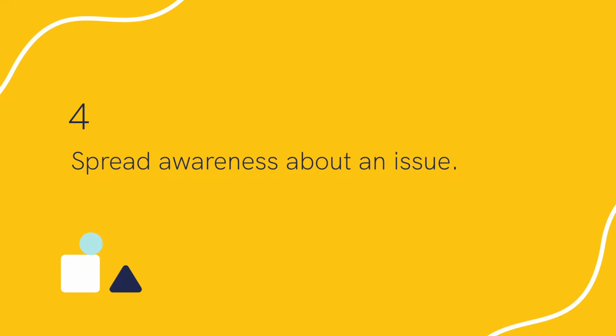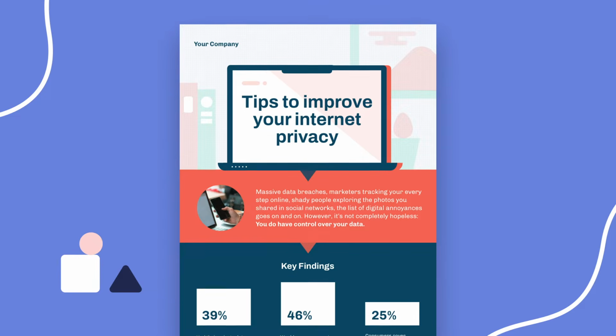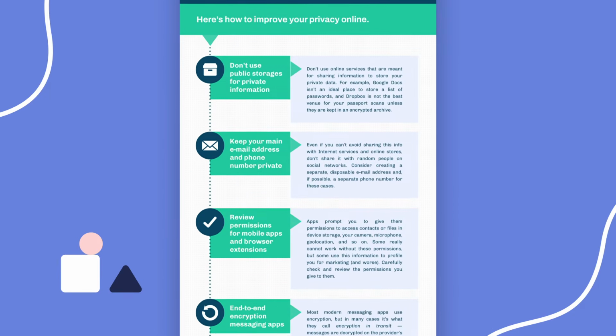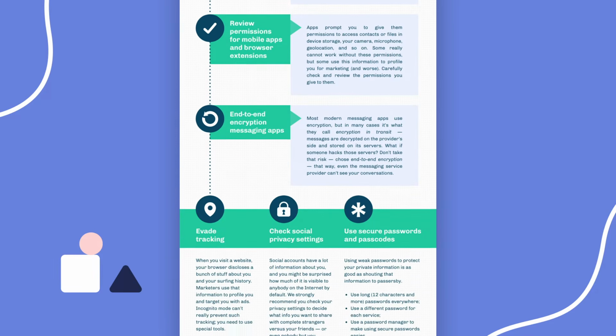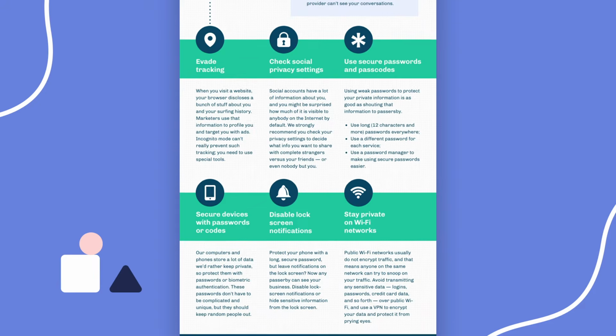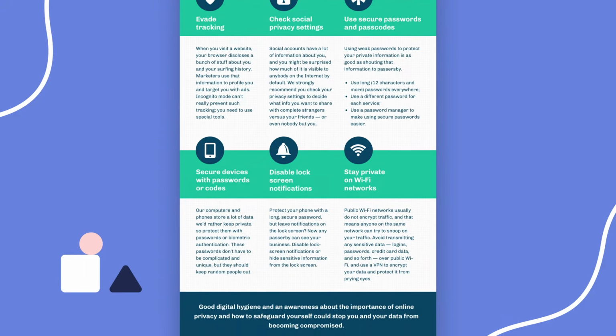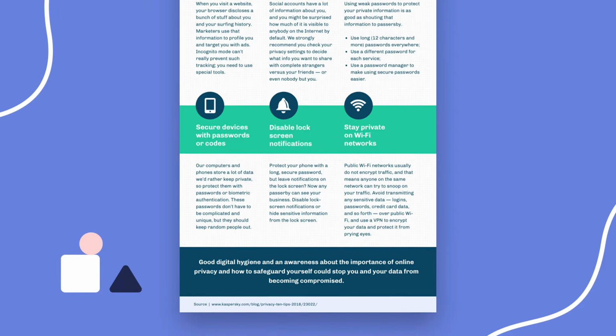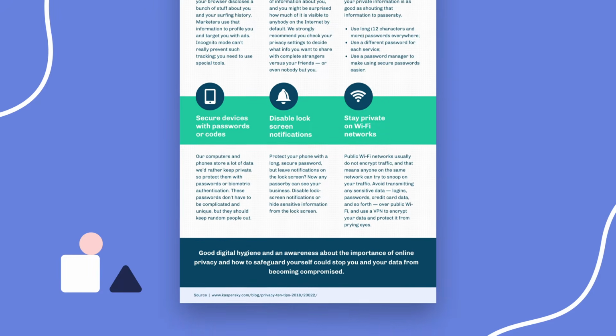Fourth, we have to spread awareness about an issue. With 65% of the world's population as visual learners, visual communication tools like infographics are ideal if you want to spread awareness about an issue. Whether you want to educate your coworkers on internet privacy or make people more aware of biodiversity loss, a relevant infographic can have a wider reach.